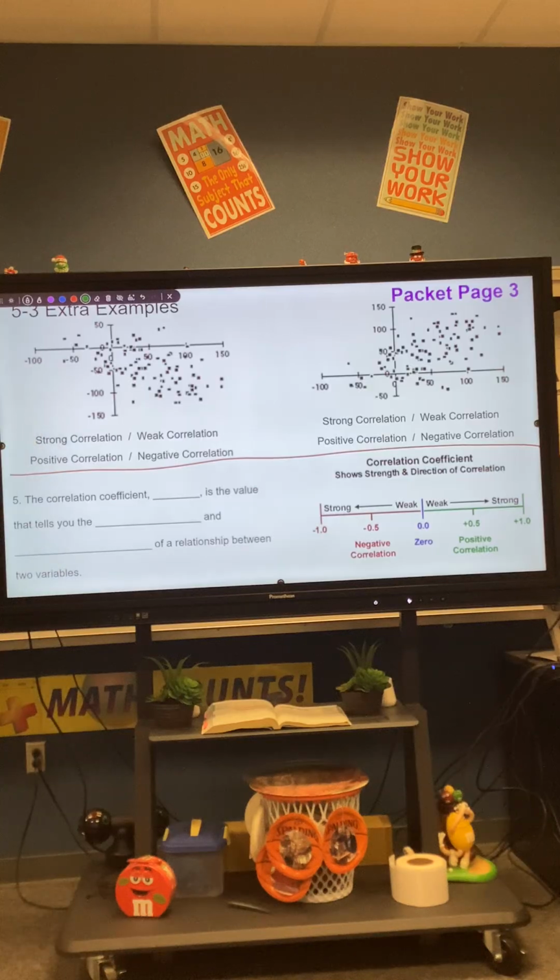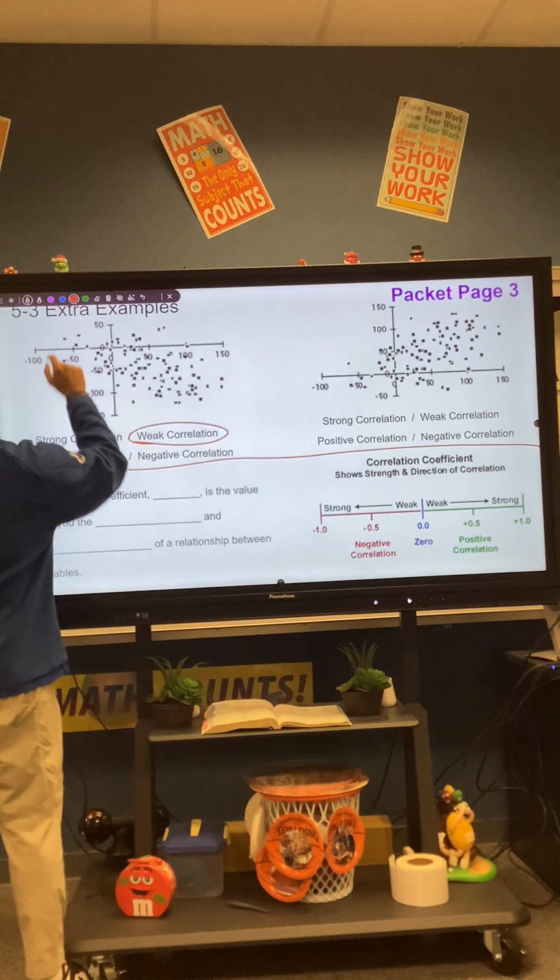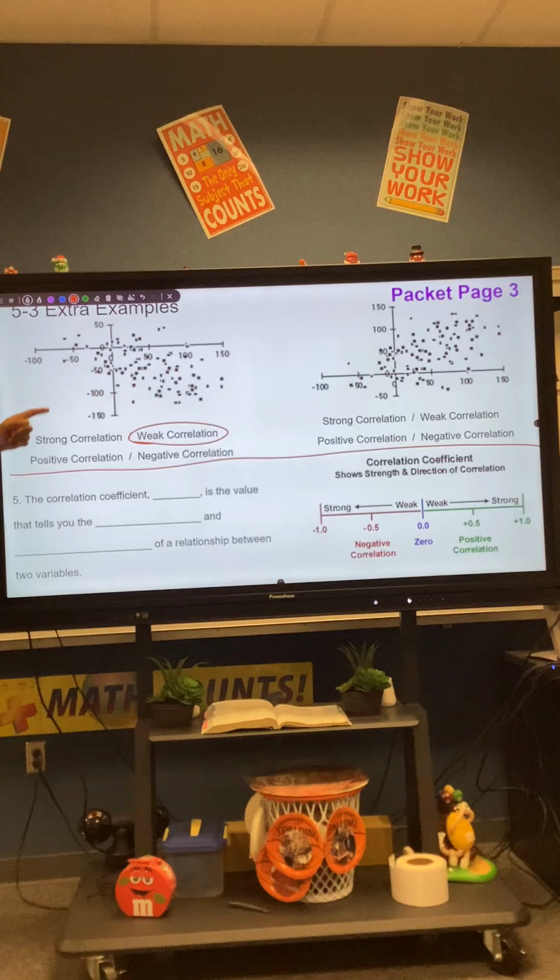So you said stronger, weak correlation. You're gonna go weak? I think I said strong first time. Well, you're saying weak this time. So is this a positive or negative correlation? It's going left, negative.